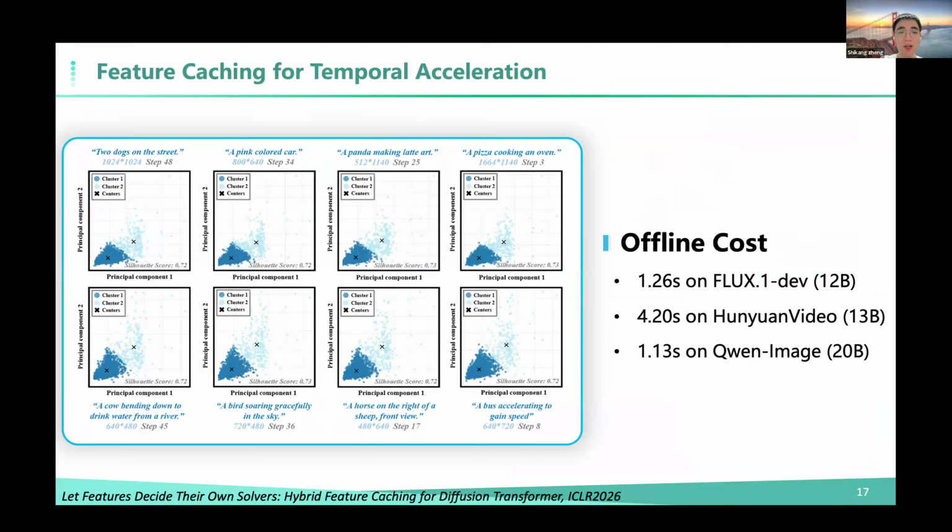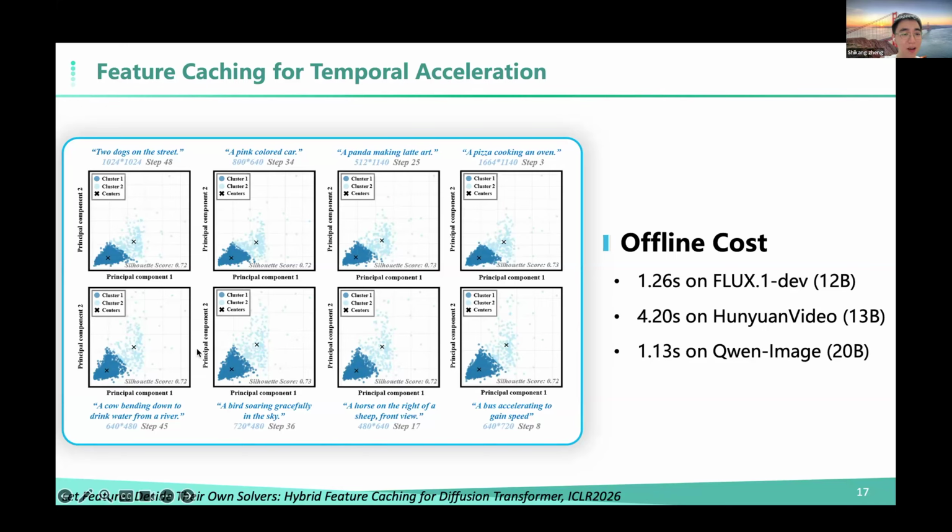So based on this one-time clustering and all-time solving mechanism, we only need to do a simple offline study for each model, and then we can reuse these cached solver assignments and cached clustering results during the whole inference pipeline without computing them again. So the offline cost is extremely small as well. For example, it only takes 1.1 seconds on FLUX to find the best solver and the cluster assignments, and 4 seconds on HunyuanVideo. All of this time is offline cost, so it does not appear during the inference.